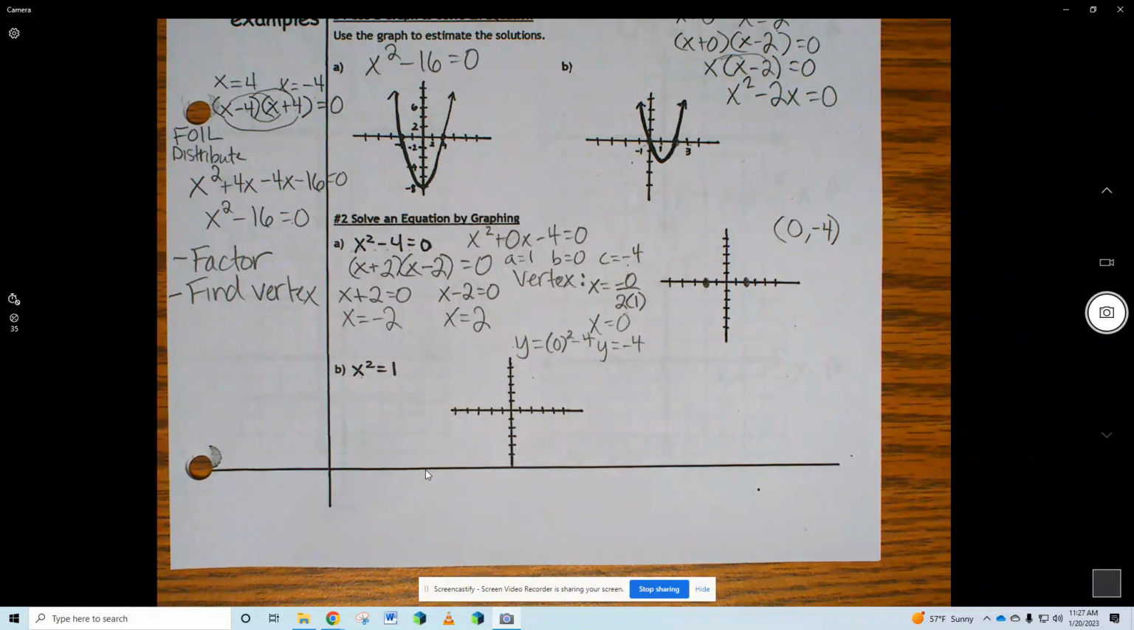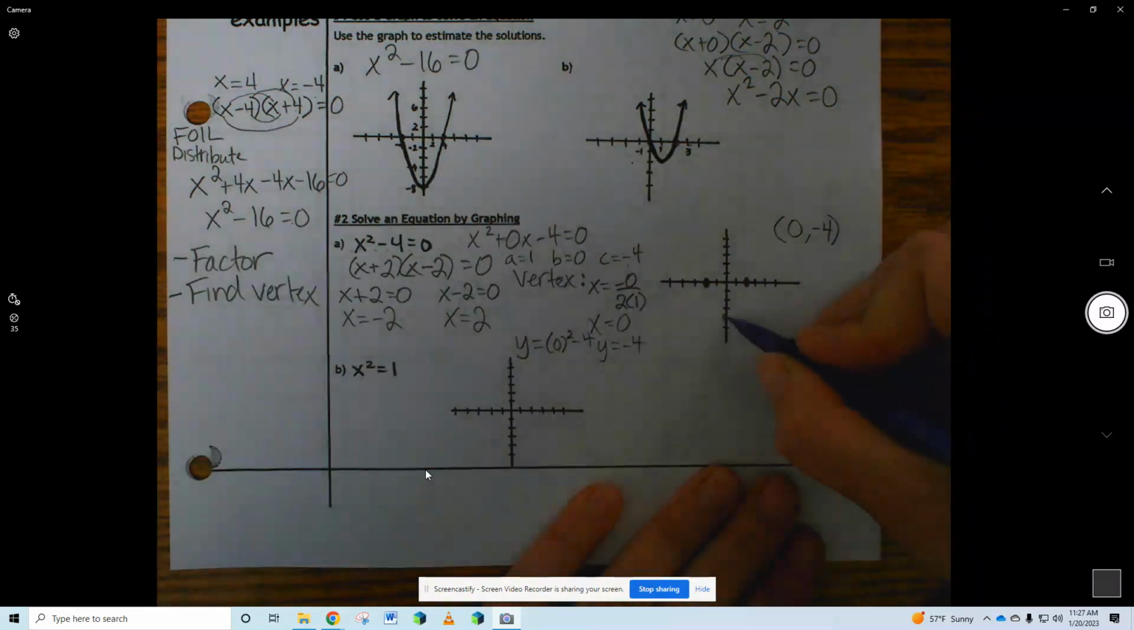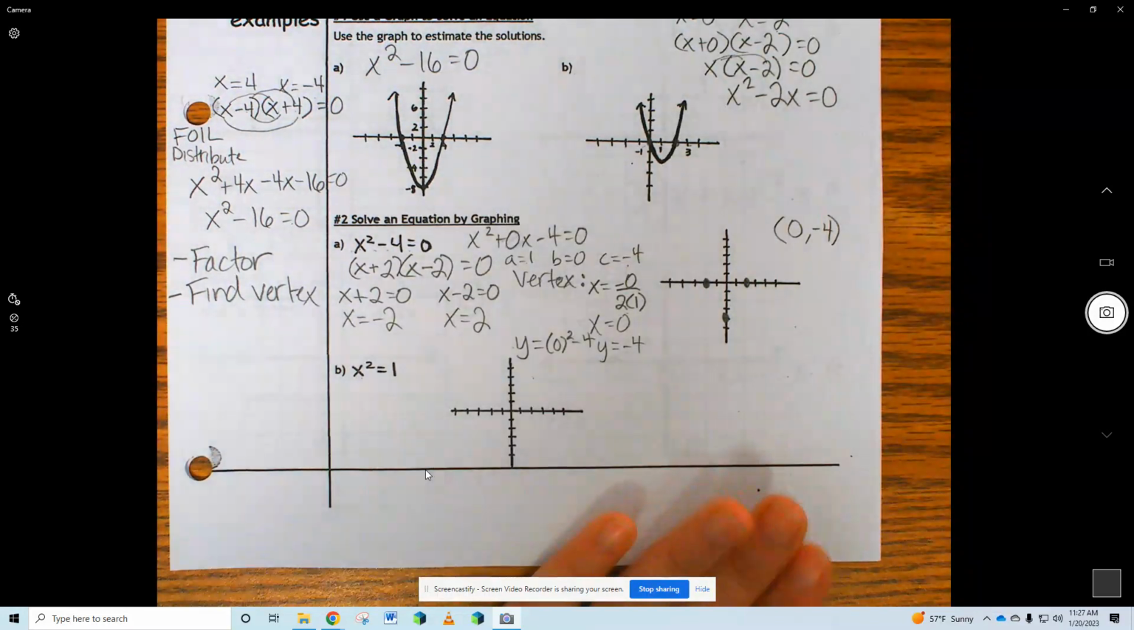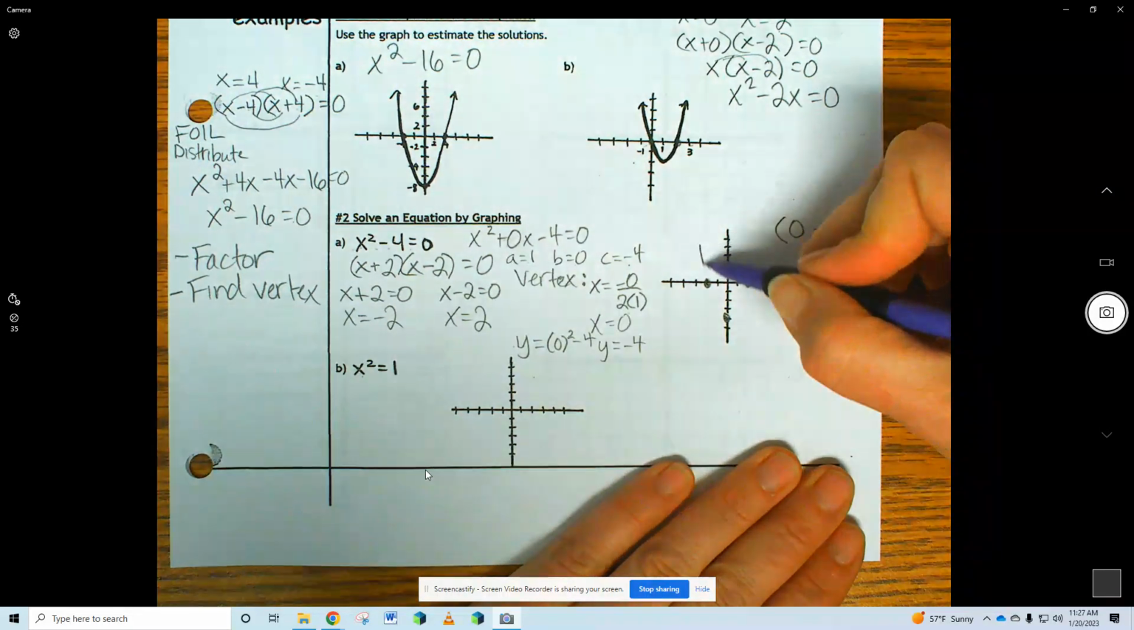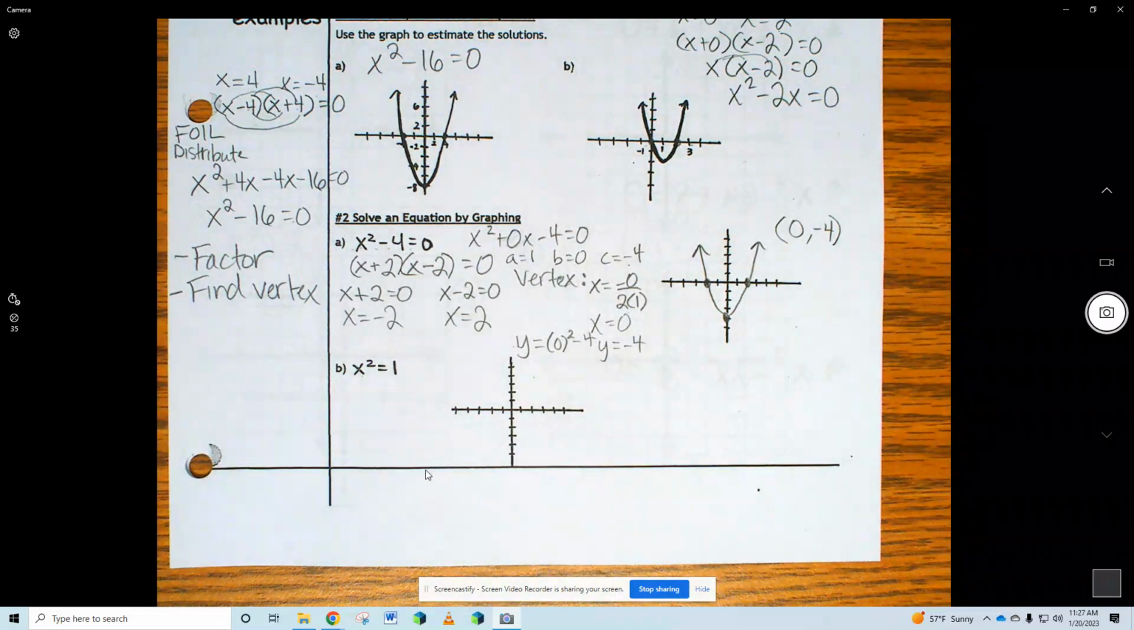So the vertex has to be in between my x-intercepts. It has to be in the middle. My vertex wouldn't be over here. That wouldn't make sense. So I just found the vertex, 0, -4. 1, 2, 3, 4. Plot it. And there you go.